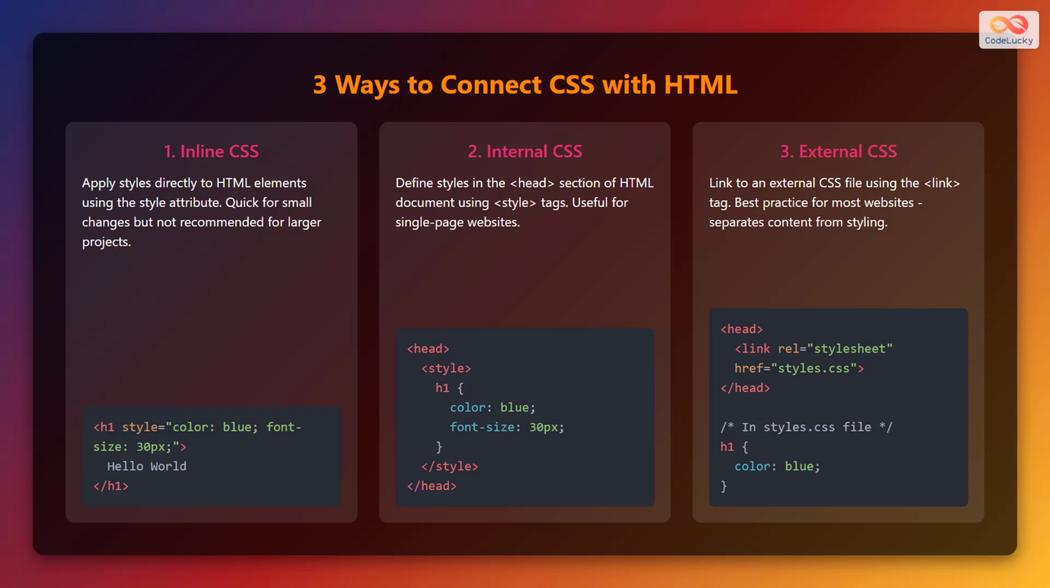The last method is External CSS. In this approach, you link an external CSS file to your HTML document using the link tag. This is the best practice for most websites as it separates content from styling, making your code more organized and easier to maintain. The code shows how to link the external CSS file inside the head tag. It also shows how to add CSS inside an external CSS file.